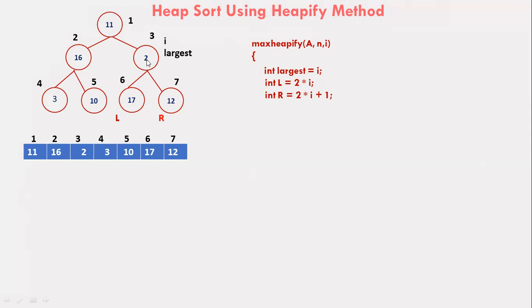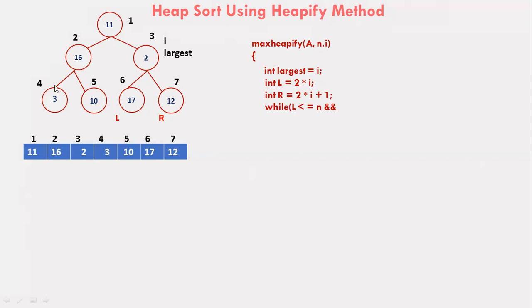But there is a small difference while writing the logic of this particular program. First we compare with the left child, then we compare with the right child, but the swapping we do only once, after completing both the steps. So let us see how we write the logic. Here we will be using the while loop. First we check whether the left value is less than or equal to n. So L is less than or equal to n.